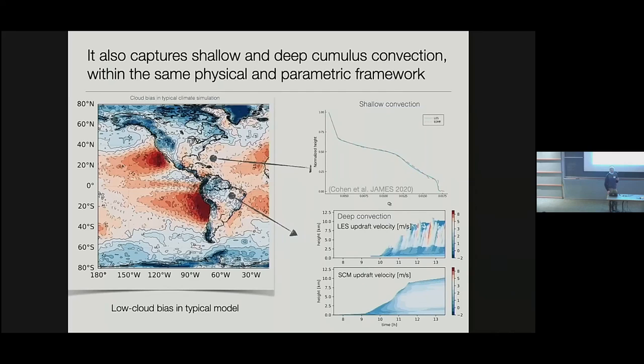So this is one model with 9 parameters capturing all these different regimes. And that's satisfying, and I think at first in parameterization development. And the only calibration that has happened was just tweaking these 9 parameters somewhat by hand, with a few large eddy simulations we had at the time we published this, it was 5 or 6.